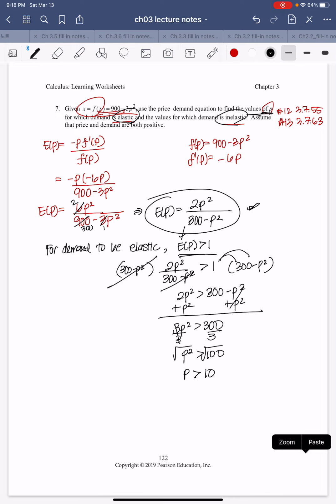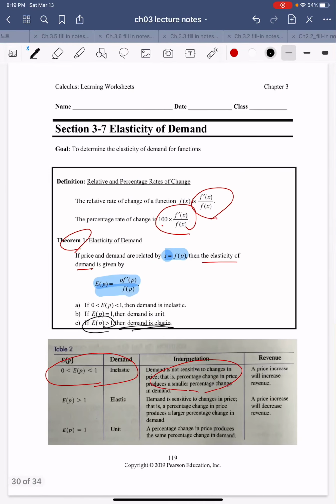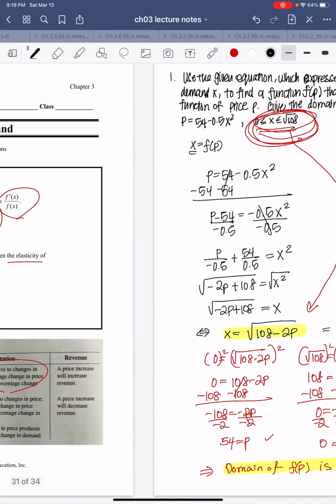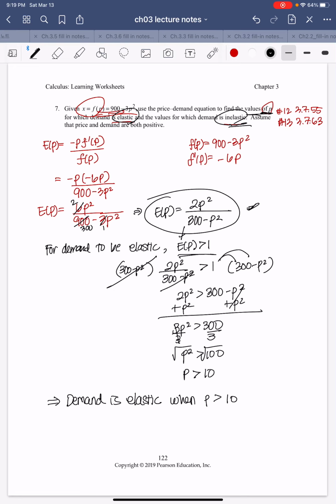So let's write a sentence. This means demand is elastic when p value is greater than 10. Now for inelastic, we are going to set E sub p between 0 and 1. That's when demand is inelastic. And let's find out our p value.